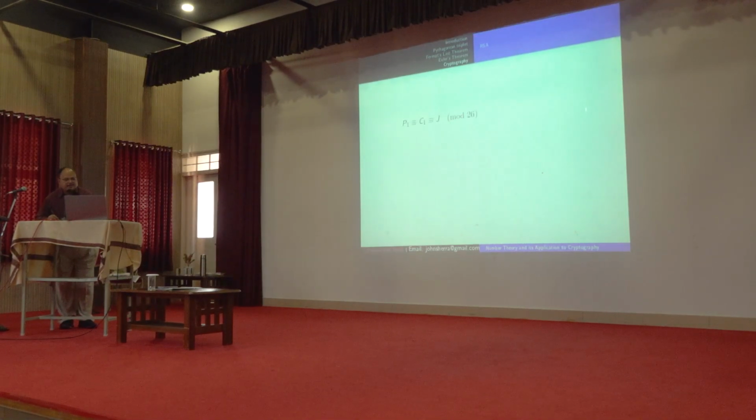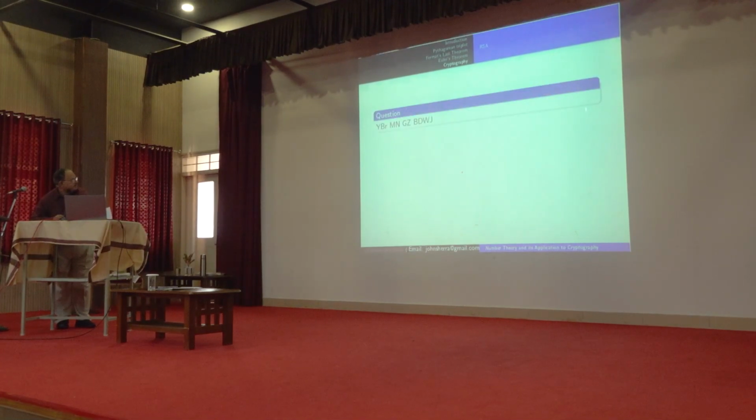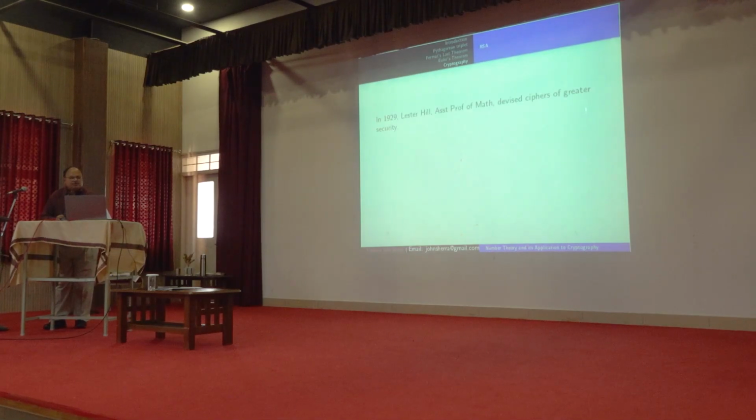And then see how it is done. P1 is C1 minus J. C1 minus J it is, okay. And similarly, so it is 17. So you can recover the plain text like this, you know. Yeah. So anyway, here K is the seed, etc. Let's not spend time over it. We'll go to the main one.